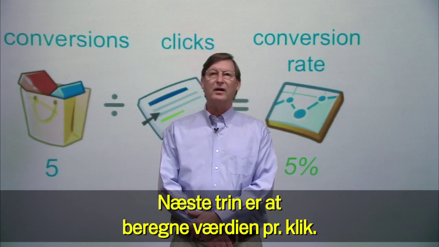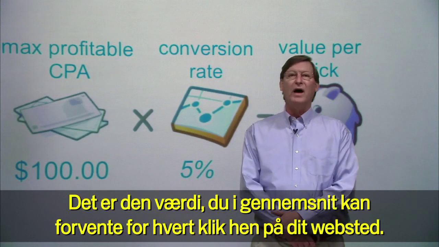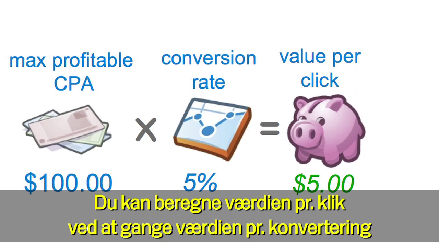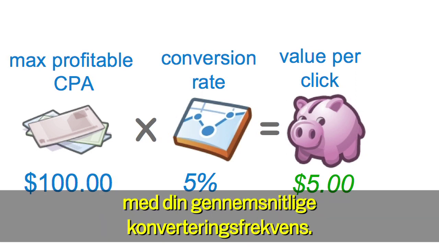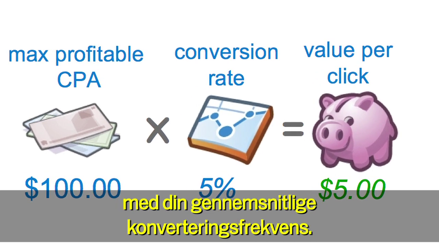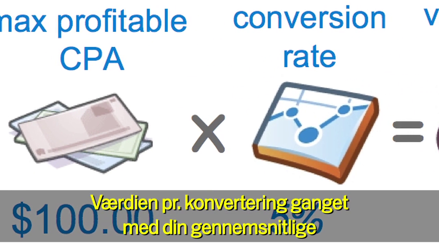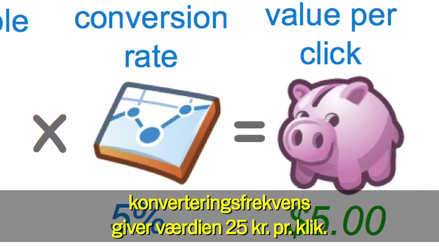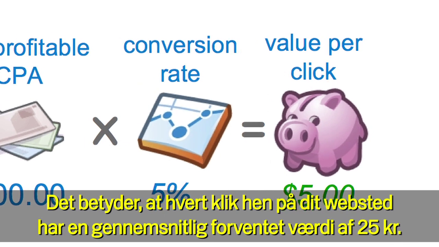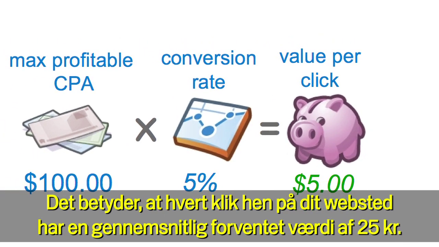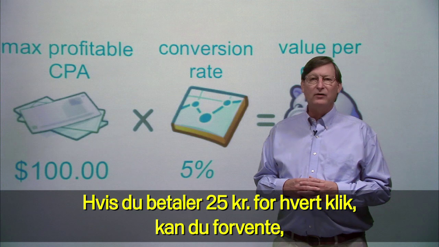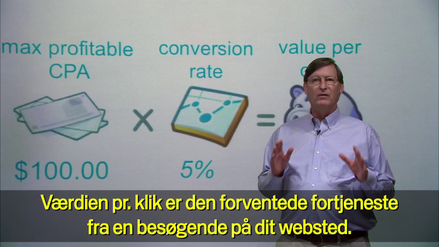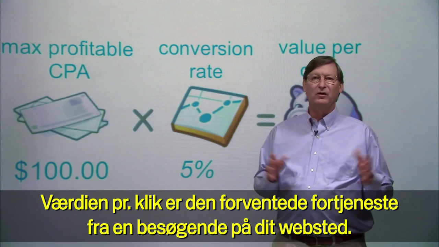The next step is to calculate your value per click. This is the value that you can expect on average for each click to your website. You can calculate your value per click by multiplying your value per conversion times your average conversion rate. That gives you the $5 value per click. This means that on average, each click to your website has an expected value of $5. If you were to pay $5 for each click, you'd expect to just break even on your marketing investment. The value per click is the expected profit from a current visitor to your website.